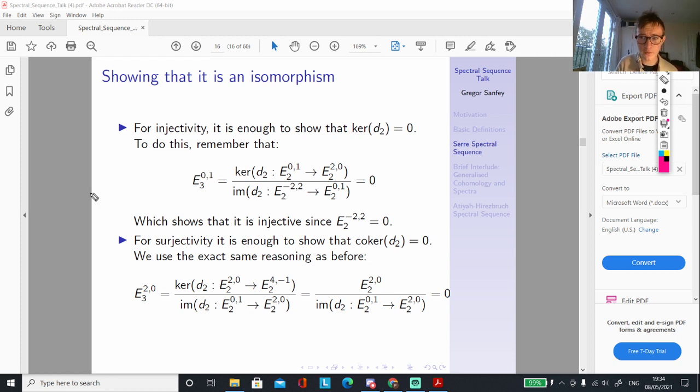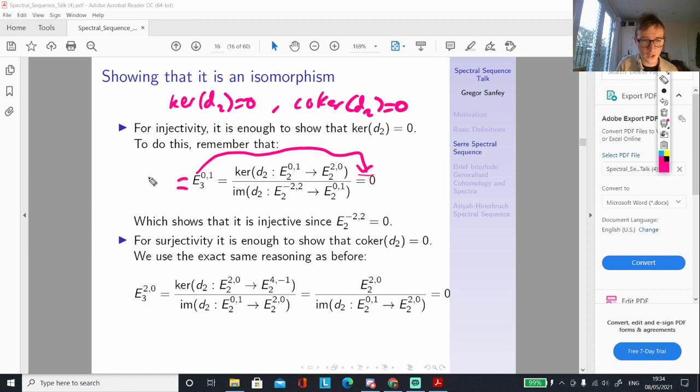So, for D2 to be an isomorphism, what we require is that the kernel of D2 is equal to 0 for injectivity, and the cokernel of D2 is also equal to 0 for surjectivity. So let's do it for injectivity here. Remember that E3,0,1 is equal to 0, because from what we figured out before, this is equal to E0,1 infinity. But then, remember from before, because this spectral sequence converges to the cohomology of S infinity, we need that everything on the infinity page gets killed, so this must be 0. But also, remember by definition that this is also equal to the cohomology at E2,0,1, at this place, basically.